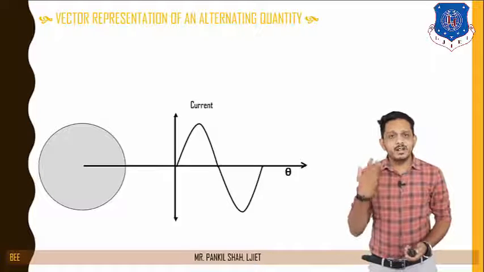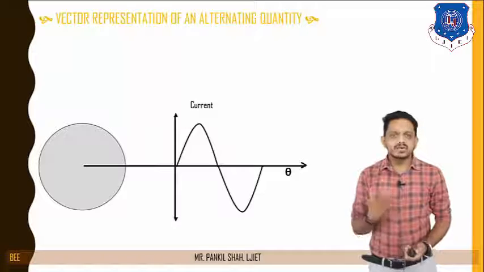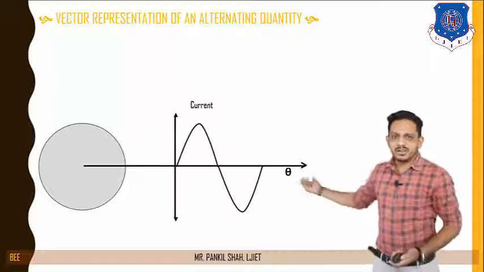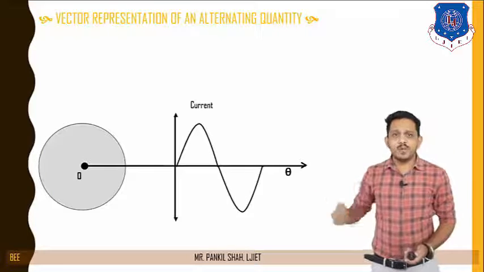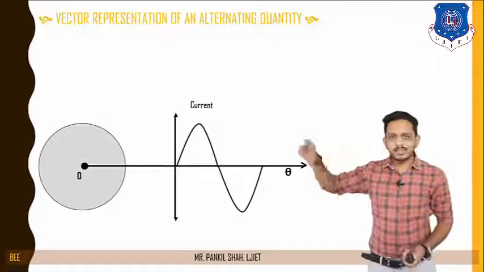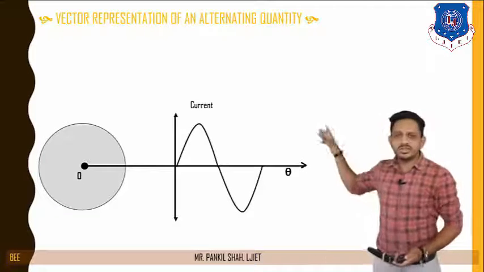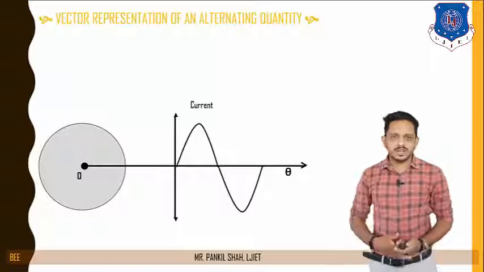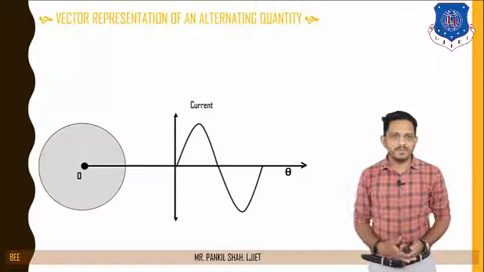But how can we define our vector at different angles? That is discussed with respect to this circle. First, we have taken point O, that is the starting point, and we have taken the maximum magnitude from that waveform as the radius of this circle. So the radius of the circle is nothing but the maximum magnitude of this waveform.